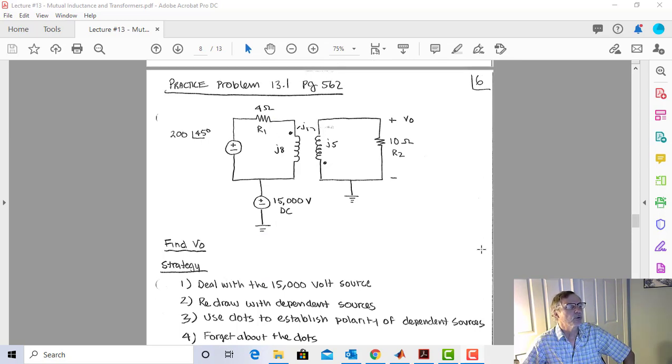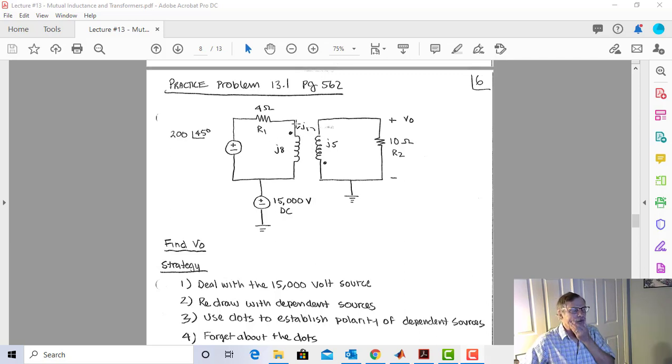Okay, let's do a problem. In this problem, I have 2 mutually coupled coils. You can see that you don't need the frequency, because I gave you the self-impedance of L1, the self-impedance of L2, and then the mutual impedance between the two.